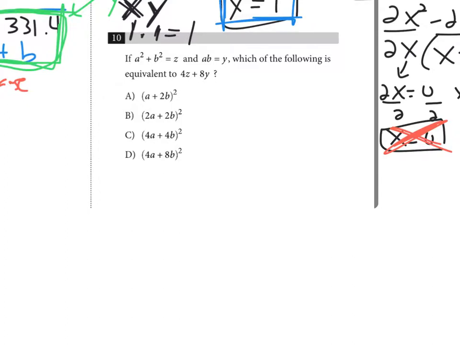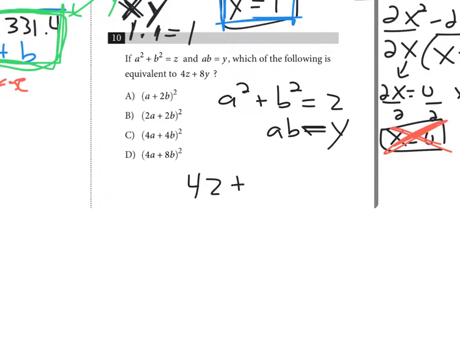Problem 10. a squared plus b squared equals z, and a times b equals y, which is equivalent to 4z plus 8y. And here my answer choices all have a's and b's in them. So my goal is going to be to take out the z and the y and try to get just a's and b's into my expression. So this is kind of like substitution.